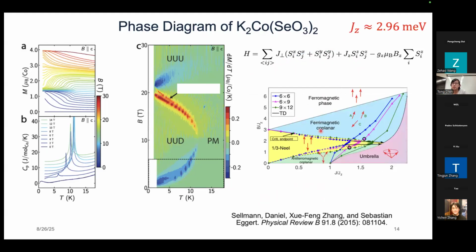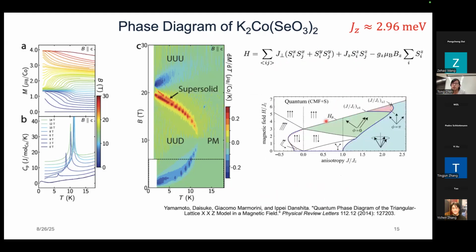And go back to the numerical calculations. This is the DMRG, and this is the cluster mean field, and they both show two supersolid phases. So the double peak structure, no matter along the temperature cut or the field cut, indicates an extra high field supersolid phase, which is consistent with this green high field supersolid phase in the calculated phase diagram.